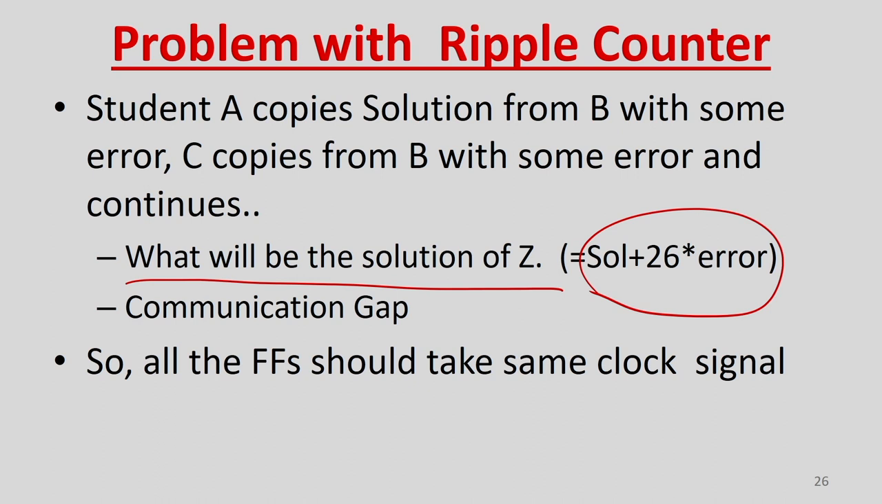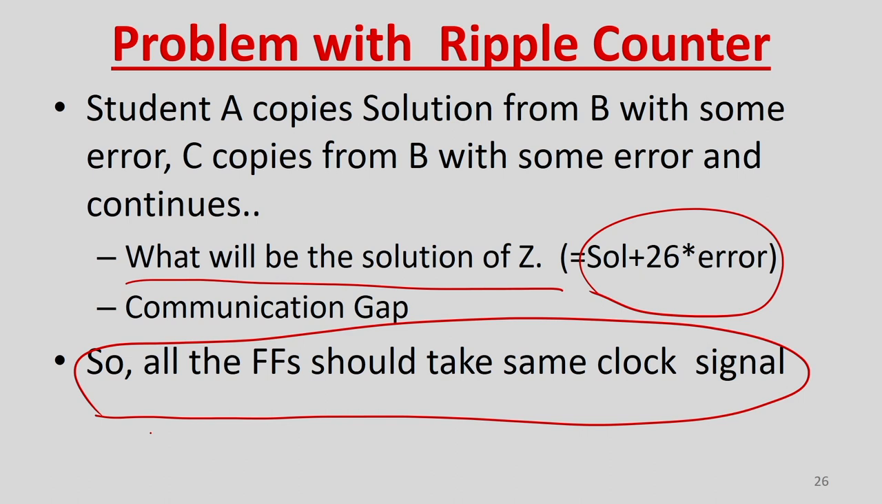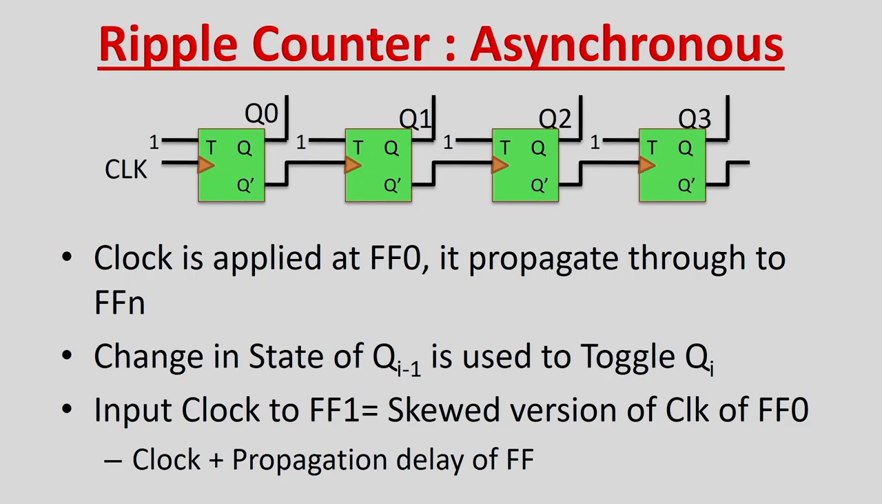Hence what we conclude is that all flip-flops should take the same clock instead of a cascading clock. Instead of cascading the clock, we should give the same clock to every flip-flop. What we do not want is an initial clock from which we generate the next clock, and from that we generate the next clock. This is actually a wrong design, and we should not do this.